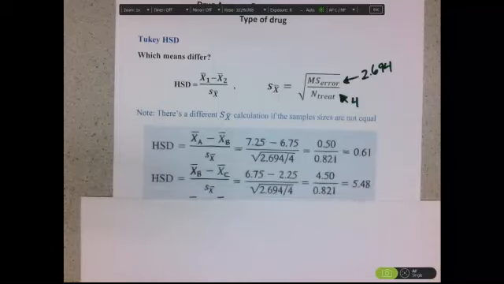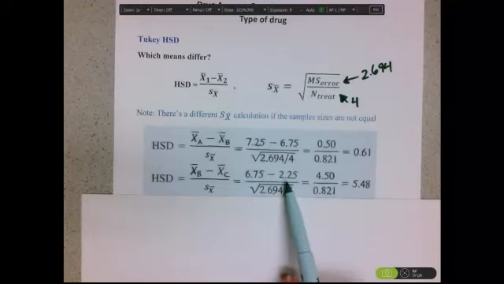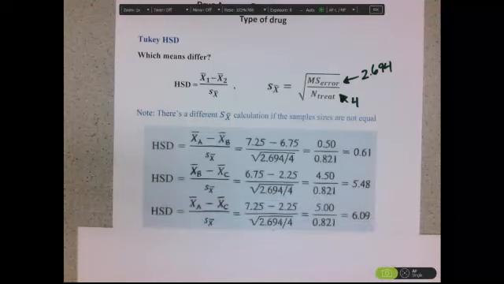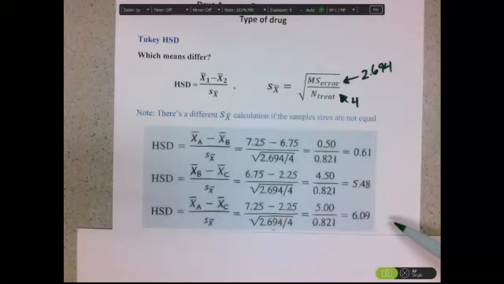We'll do it for B and C. So here there are 2 values. Remember, the mean for drug C is quite low. It's 2.25. The denominator is the same because all of our sample sizes are the same. We get a value of 5.48. And then finally we'll compare the treatment with drug A and the treatment with drug C, and we get a value of 6.09. Then we wonder if these differences are statistically significant.